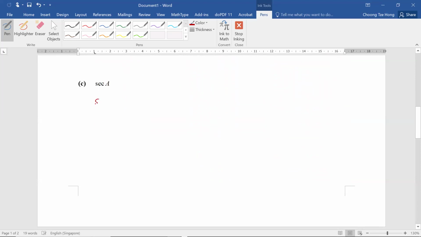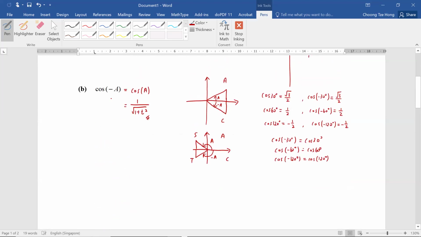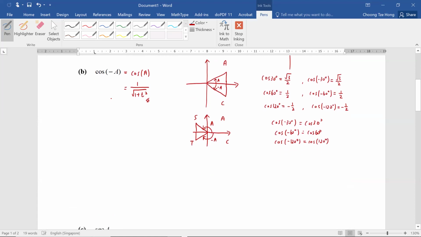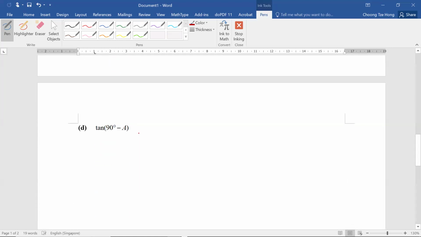Secant A will just be 1 over cosine A, right? So just now we got cosine A. Cosine A is 1 over square root 1 plus t squared. So this will be 1 over 1 over square root 1 plus t squared, which will give you square root 1 plus t squared. So this will be the answer, right? Let's take a look at the next part. So there are 3 more parts.